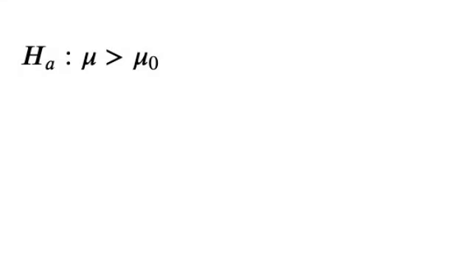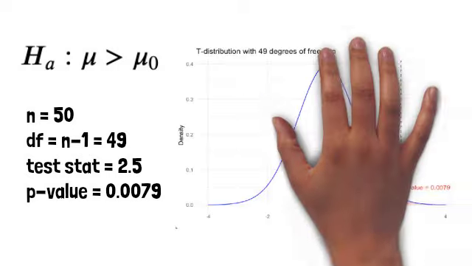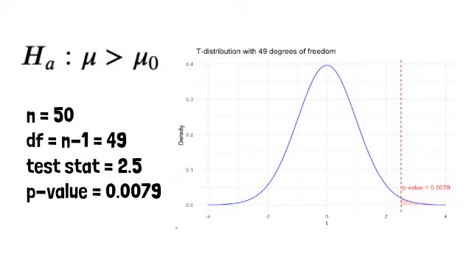Let's look at an example. Say I performed an upper-tailed one-sample t-test to test if a population mean was greater than a hypothesized mean, using a sample size of 50. The degrees of freedom would be n-1, so 49 in this case. Assume we found the test statistic to be 2.5. The distribution of the test statistic under the null hypothesis is a t-distribution with 49 degrees of freedom. So we can compute the p-value as the area to the right of that test statistic, since this is a right-tailed test. Here it's 0.0079, which is quite small, indicating that if these means really were equal, the chances of observing a result as extreme as ours would be quite rare.